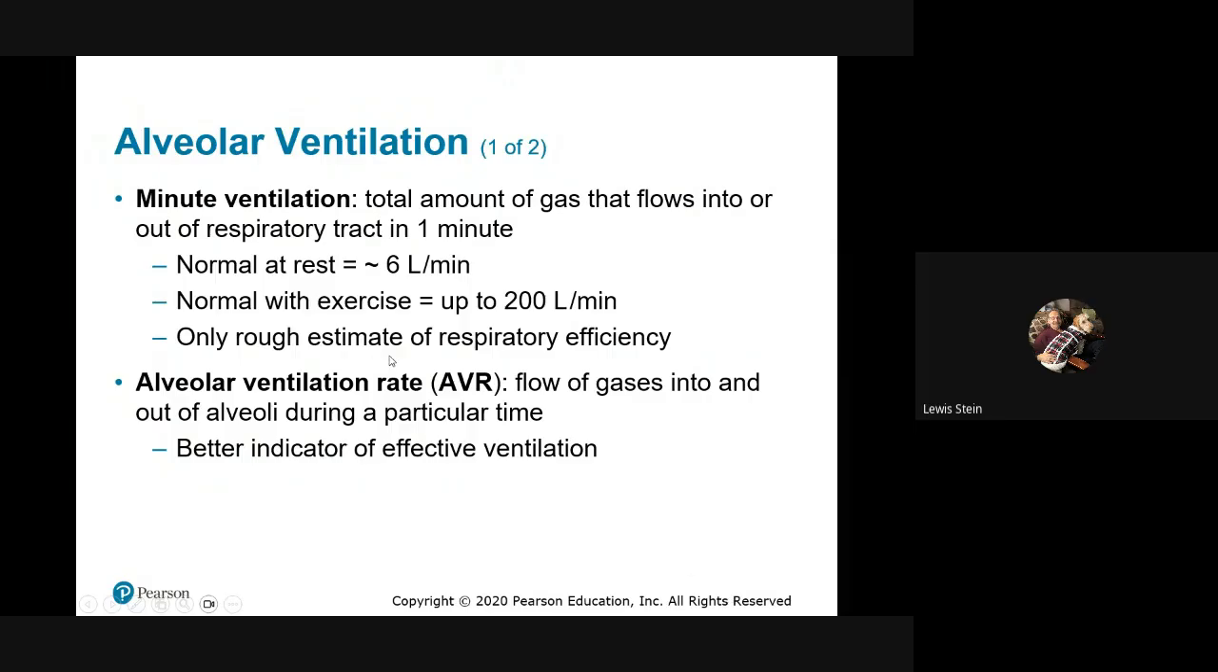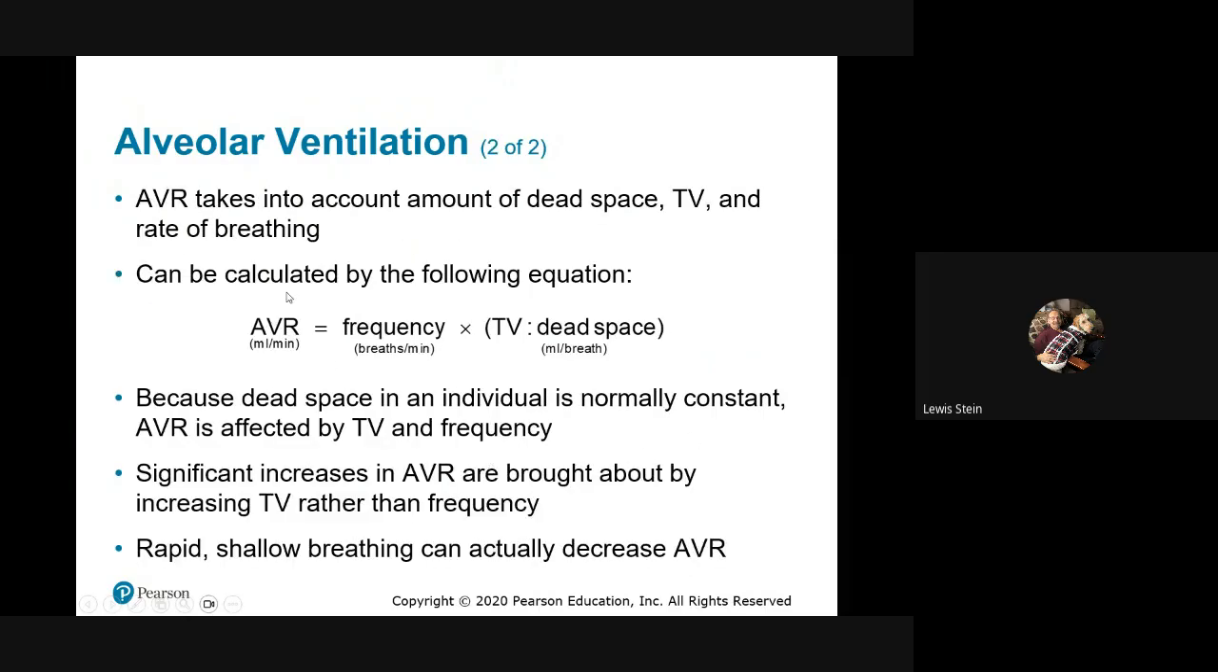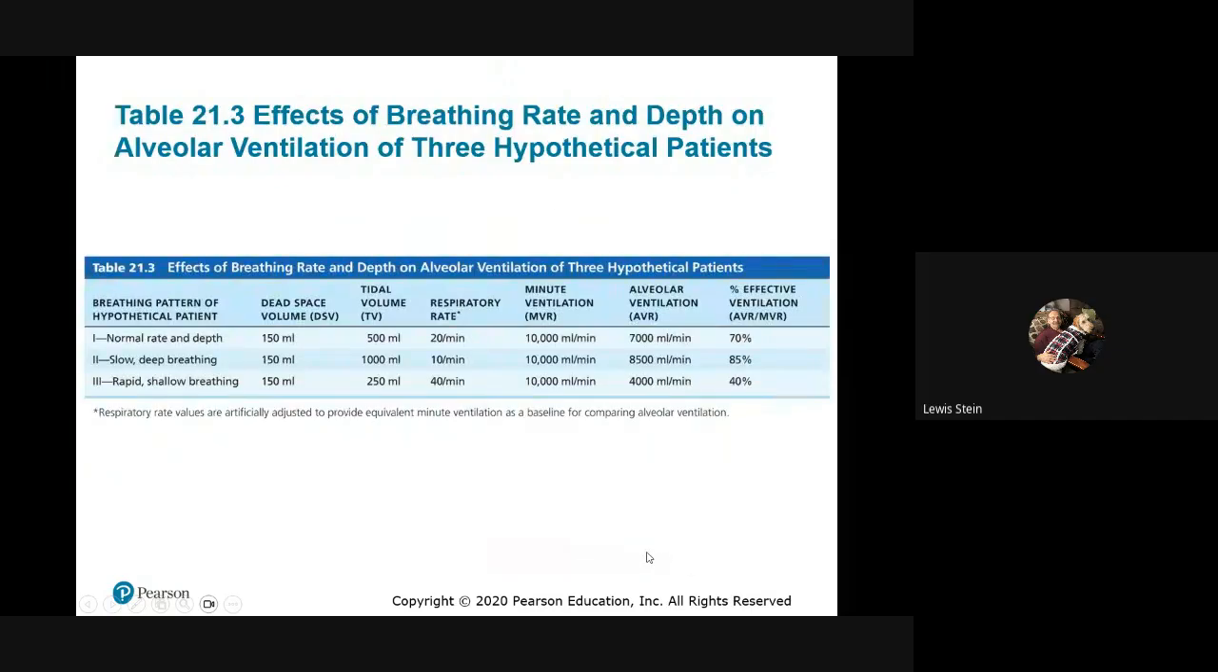It's only an estimate. Okay, this is the ventilation rate in and out of the alveoli at a particular time, a much better indicator. They give you the numbers here, the milliliters per minute, how frequent, and the dead space. The best way to show you is this, where rapid and shallow breathing can actually decrease the ventilation rate. This graph is worth more than the way they try to express it. Normally, on average, you and I breathe 12 to 20 breaths per minute.